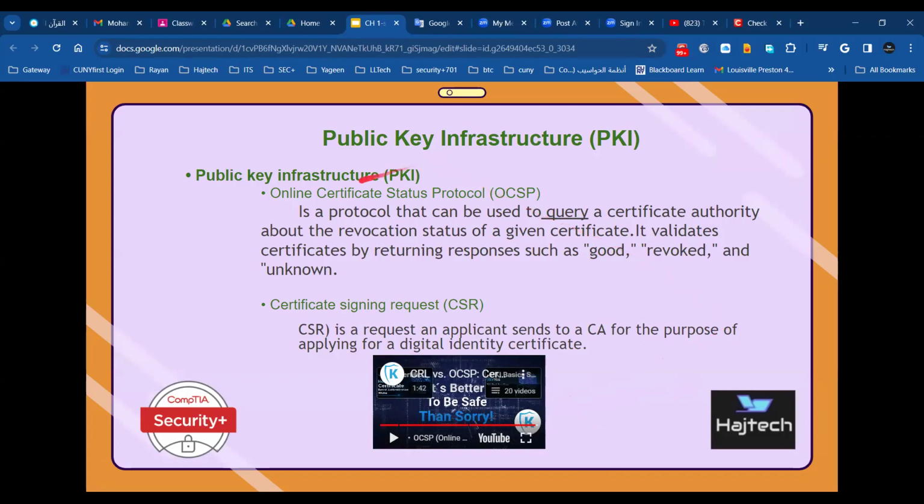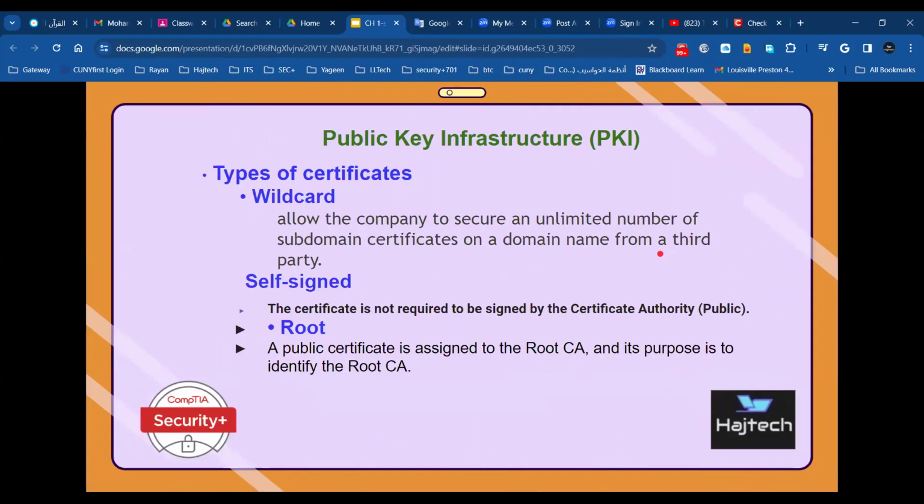فعرفنا انه السيرتيفيكيت ممكن نعمله تشيك بتاع ستاتس اونلاين وعرفنا انه ليه ريفولك يعني. طيب نيجي نشوف التايب اوف سيرتيفيكيت. اننا وايلد كارد. Wild card allowed the company to secure unlimited number of the subdomain certificate on the domain name for their parties.